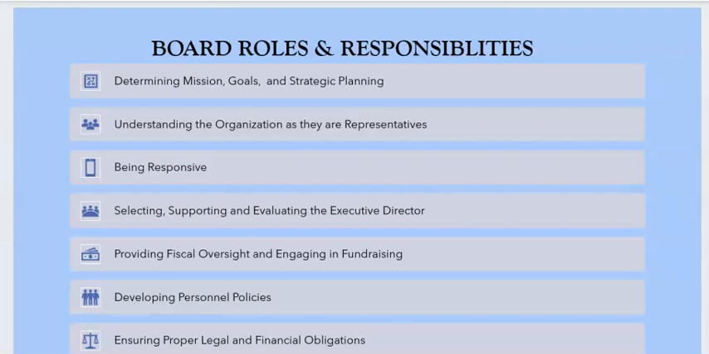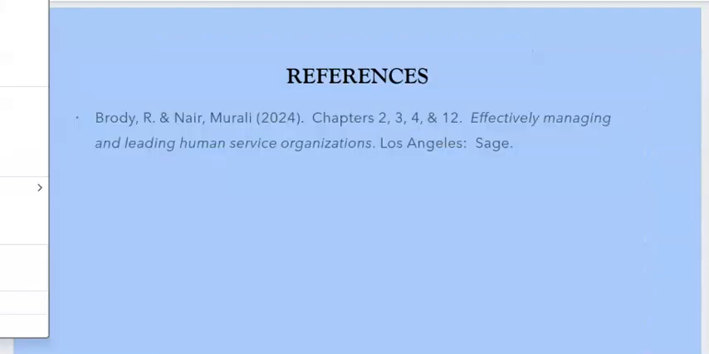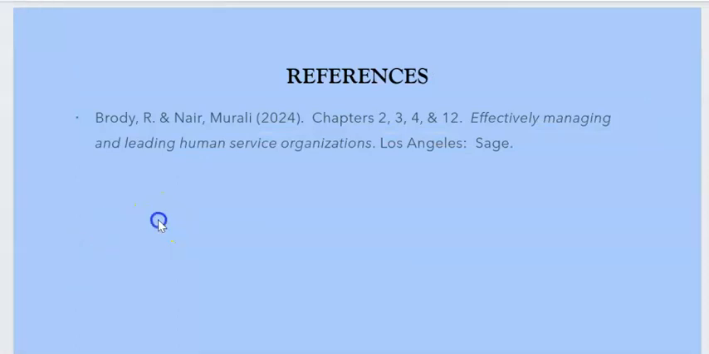Another area is ensuring proper legal and financial obligations. So with that, this information was taken from chapters 2, 3, 4, and 12 of the reading for this week in Effectively Managing and Leading Human Service Organizations.